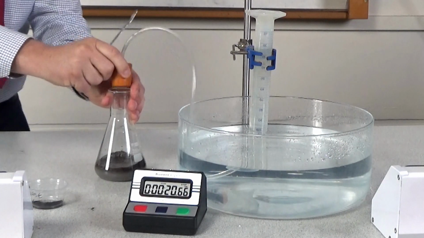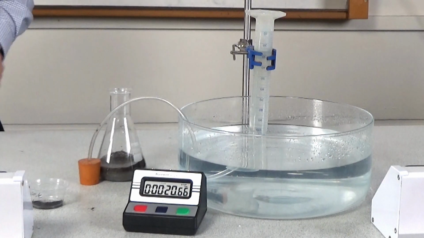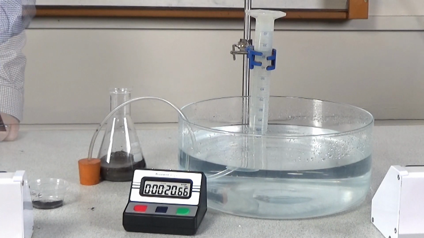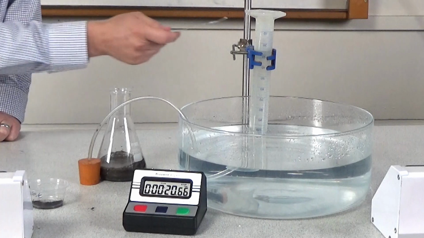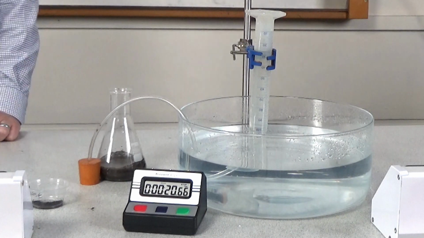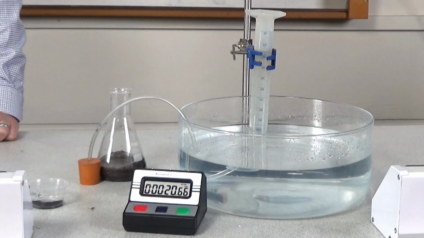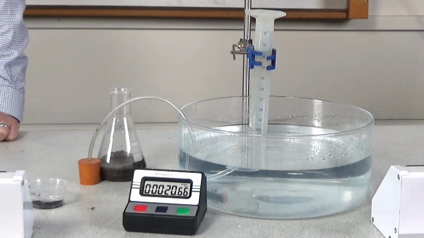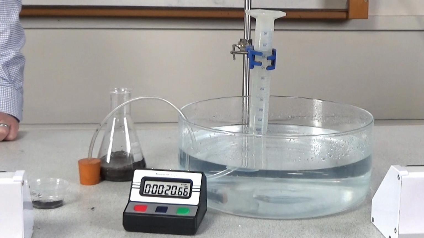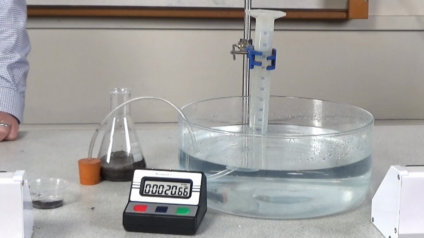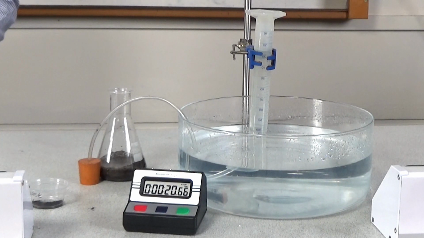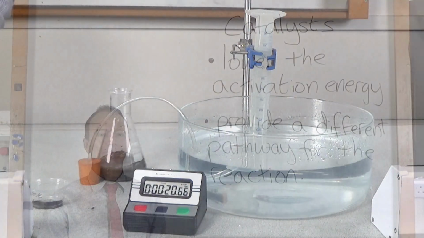Then after 20 seconds I can take the bung out, and now I can measure the volume of gas produced by the reaction. The reaction produced 26 centimeters cubed of gas in 20 seconds, so in order to work out the mean rate of reaction, I would do the amount produced divided by time, so that would be 26 divided by 20. But the reason I'm showing you this reaction is you can see just how much quicker the gas was given off when I added that catalyst.